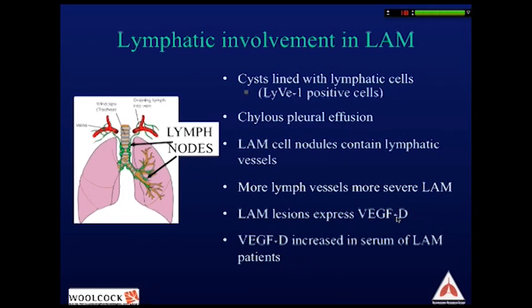So we've been looking anecdotally at the matrix proteins, but we're very interested in what's the functional role of these changes in the matrix, and we're very interested in the lymphatic involvement in LAM. So we know that there are cells positive for lymphatic markers in the cysts. There are lymphatic vessels throughout these lungs, and we also know that VEGF-D, which is the growth factor responsible for promotion of lymphatic vessel growth, is increased in the serum of LAM patients. So we've been interested in the role of the matrix in regulating lymphangiogenesis.